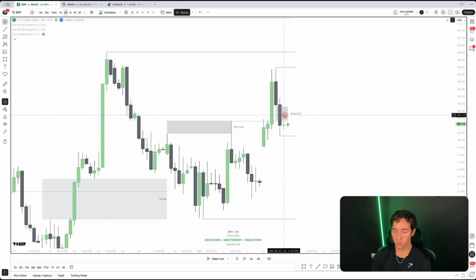But until this doesn't get disrespected, I'm not interested in longs, right? We have this area of resistance right here. So we wait. We'll wait until that gets disrespected. So let's see if that ever happens right here. And it does right here. So now we have this 4 hour fair value gap getting disrespected.